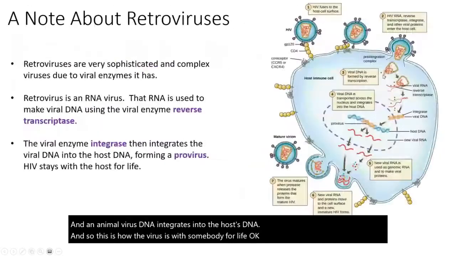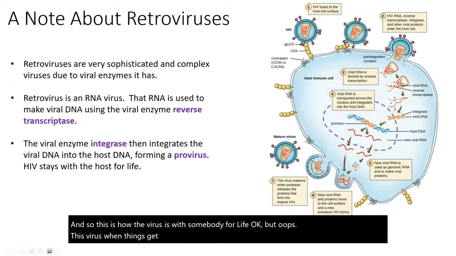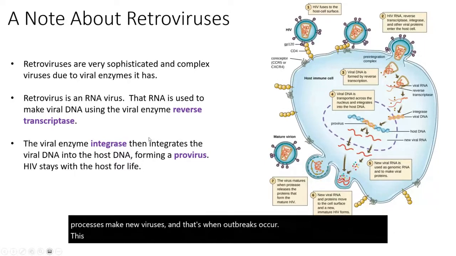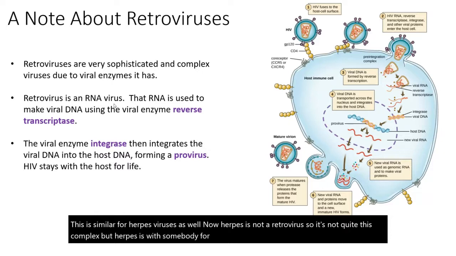But, oops, this virus, when things get stressful, it can take over our transcription and translation processes, make new viruses, and then that's when outbreaks occur. This is similar for herpes viruses as well. Now, herpes is not a retrovirus, so it's not quite this complex, but herpes is with somebody for life because the herpes virus DNA gets integrated into the host DNA. So it also forms a provirus.